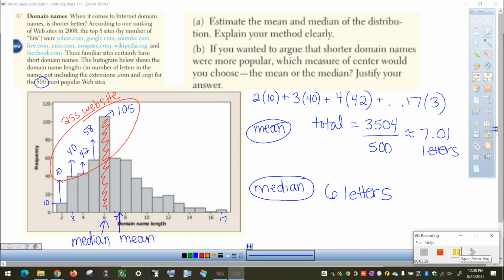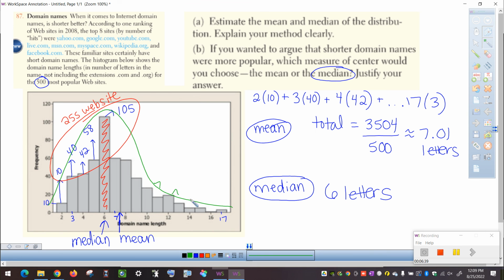I went ahead and labeled both the mean, about 7 letters, and the median of 6 letters on the graph. So let's take a look at part B. It says that if we wanted to argue that shorter domain names were more popular, what measure of center would we want to choose? In this case, it would be best to choose the median just because the median was lower. A lower value could help support the claim that a shorter domain length is better, because the median is only 6 letters.